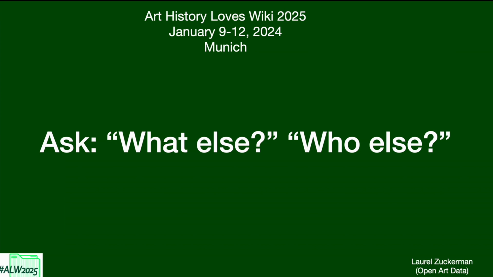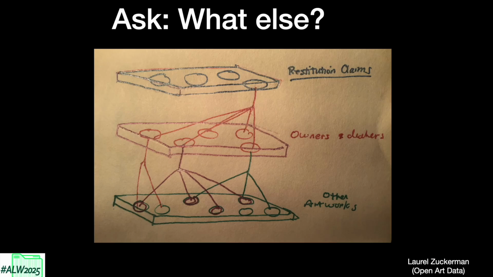This question of what else and who else is essential to get to the patterns. And one can do that from any starting point. One can do that from red flag names. One can do that from persecuted Jewish collections. One can do that from restitution claims. And it's always the same process. You start with one thing. For example, say you have restitution claims, and you look at the artworks in the restitution claims, who the owners and dealers were, and what else these owners and dealers owned.